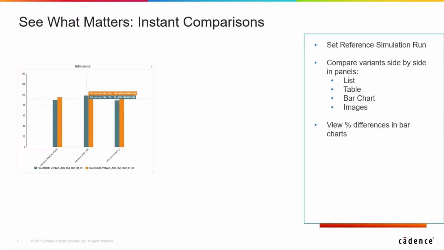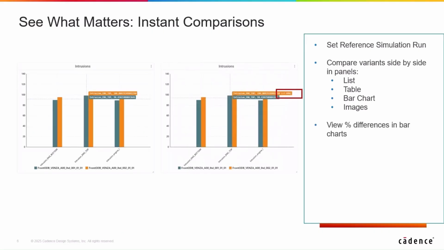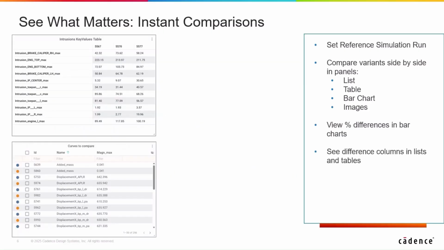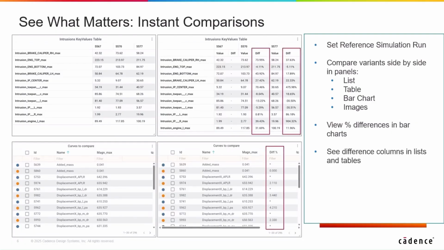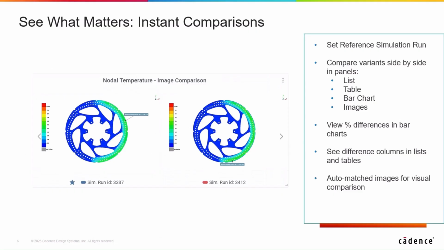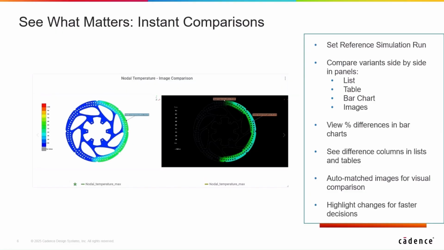In bar charts, the difference can appear in the tooltip, or you can have all values shown normalized to accommodate different value ranges. In lists and tables, a new column displays the calculated difference either as absolute value or as percentage. In images, matched images are displayed side by side, keeping the reference image always on the left. Additionally, there is an option to display as image the RGB value differences of the compared images in order to spot where there are major differences.